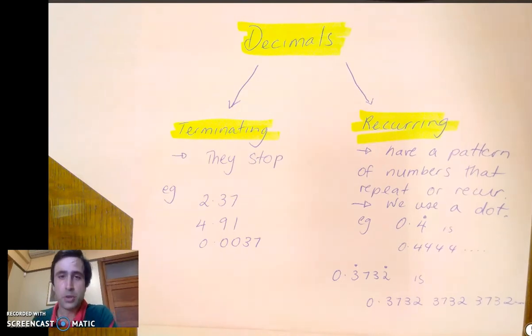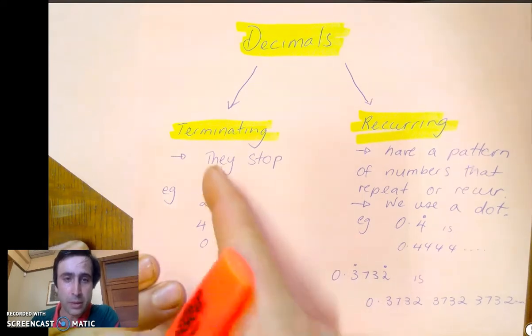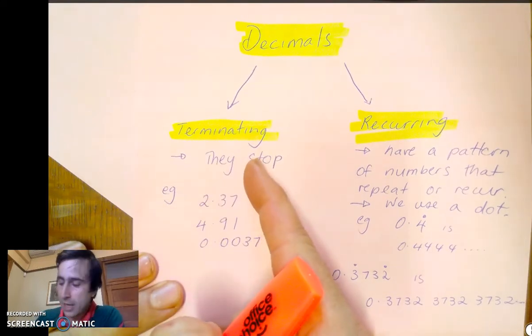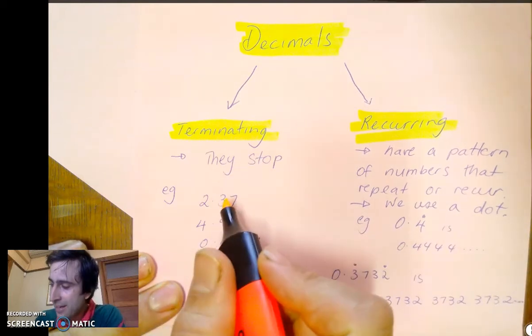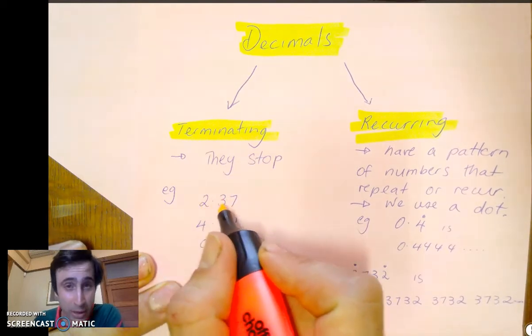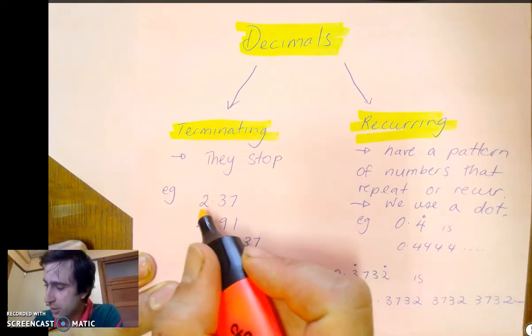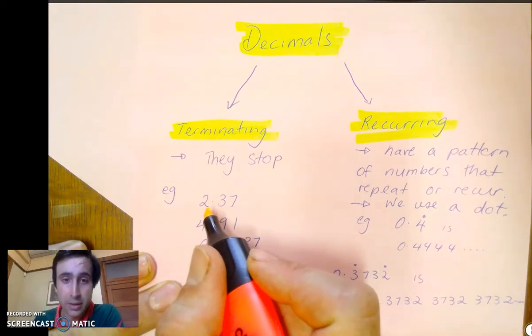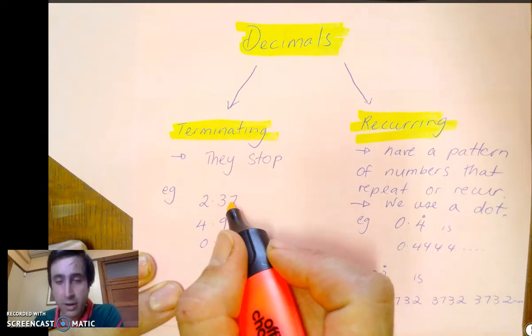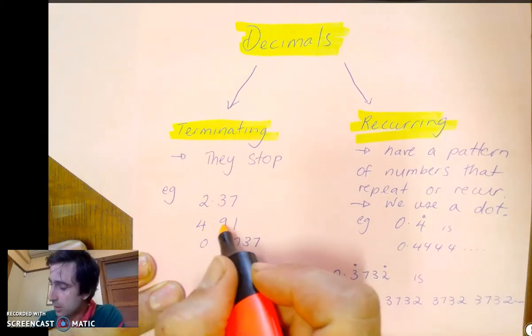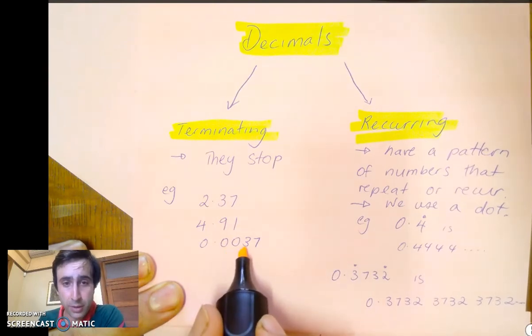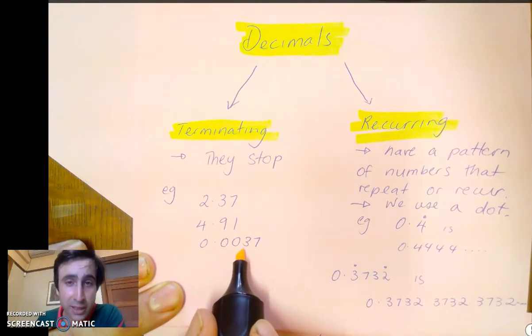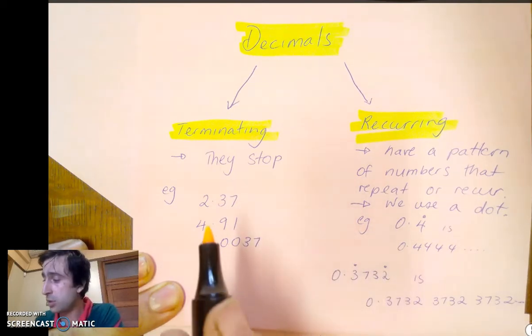Obviously, terminating decimals are special because they stop. The word terminating means to stop. So it's basically a decimal that ends. It may have repeating patterns, but it comes to an end. So 2.37 doesn't go on forever. 4.91 does not go on forever. 0.0037 does not go on forever. So really what makes a terminating decimal is that it stops.